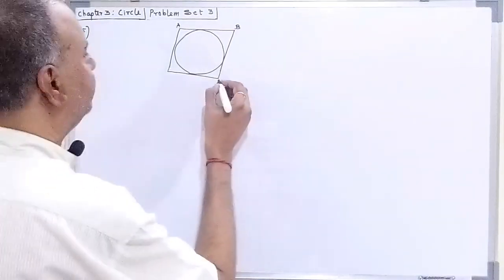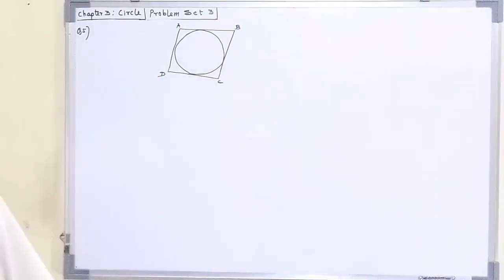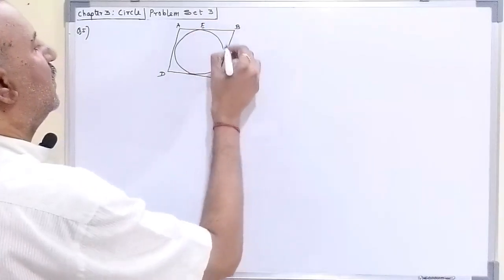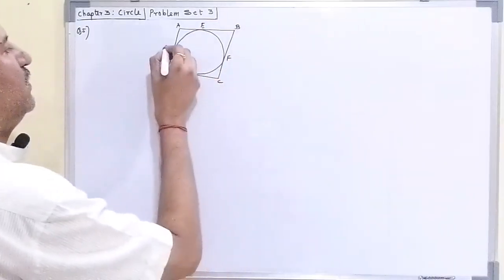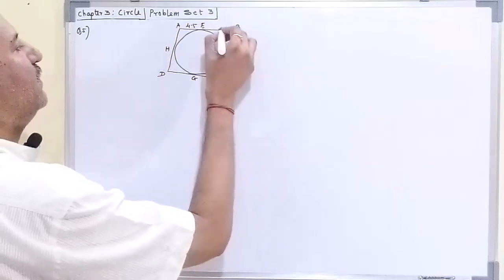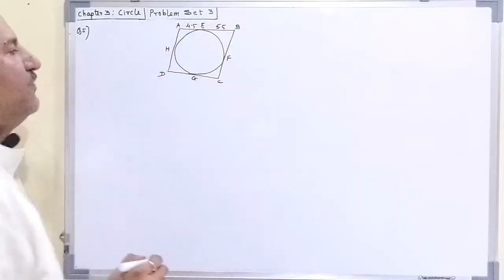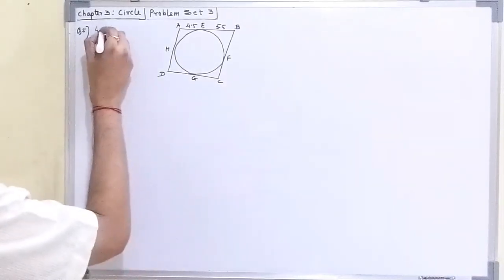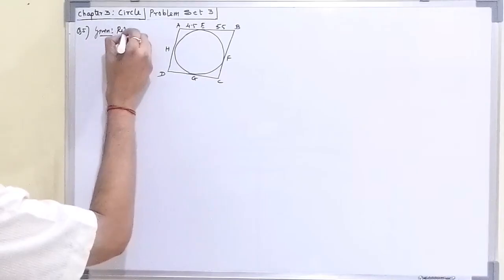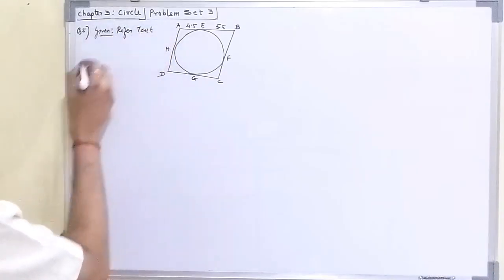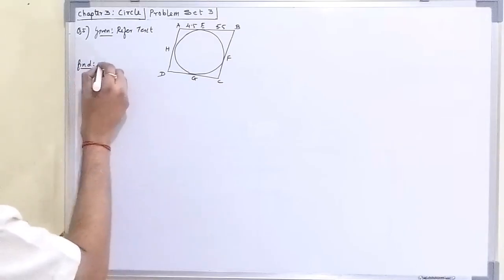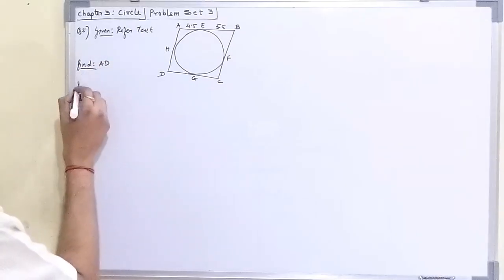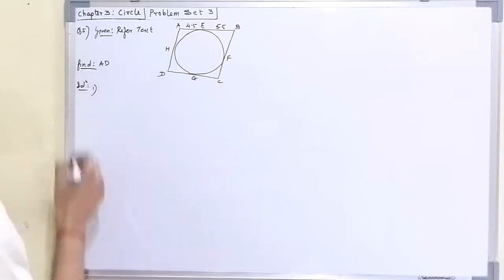A, B, C, D. E, F, G, H are the points. This is 4.5. This is 5.5. Now we have to find AD. Given: refer text, find AD. Solution will start.